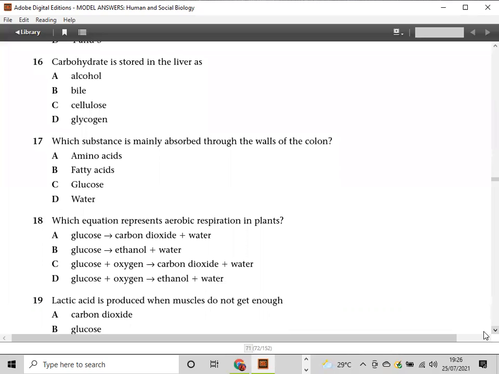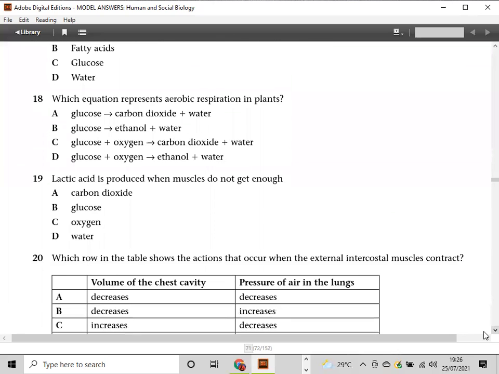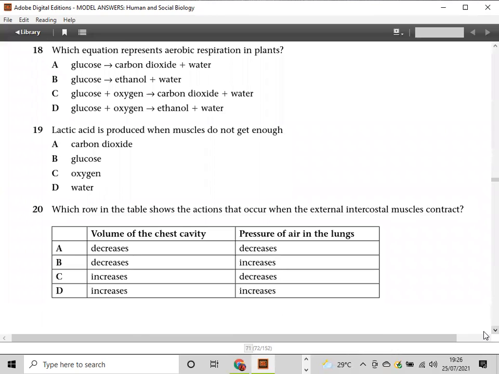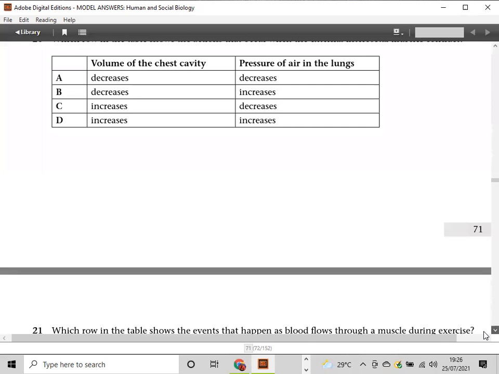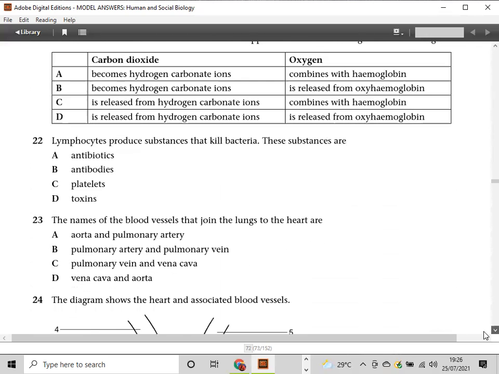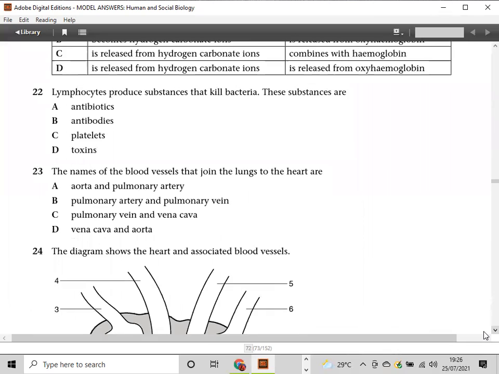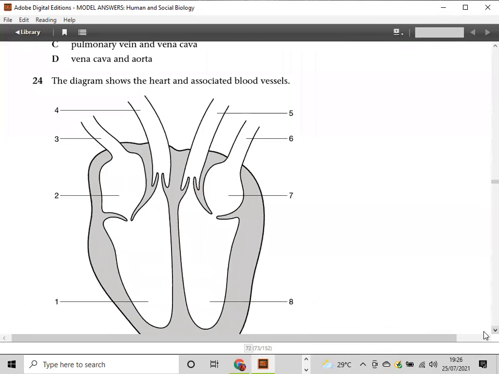Alright, carbohydrate is stored in the liver as the substance mainly absorbed into the walls of the colon. Alright, remember guys, I would have read all of these in the previous one. Just that the quality is really poor. So you can always go back to the audio for that one. The timing is not the same.